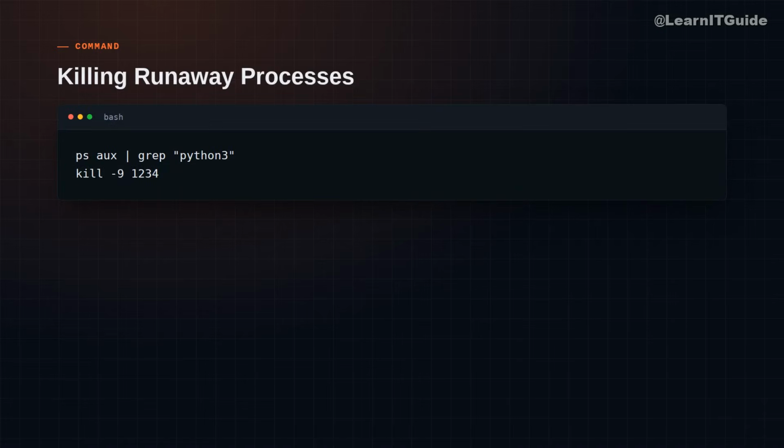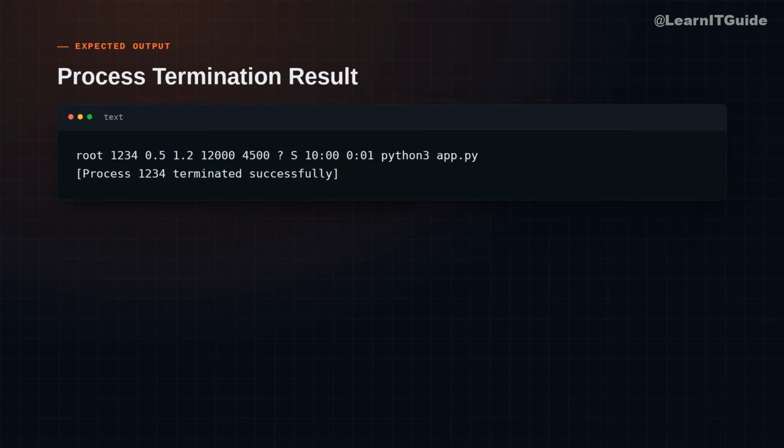Sometimes a process hangs or consumes too much memory. Use ps aux to find the process ID, then use the kill command with signal 9 to force it to stop. Be careful with this, as it does not allow the process to clean up its temporary files. The first line identifies our process ID as 1234. The second command effectively clears that process from the system memory. Always verify the process name before running the kill command to avoid stopping the wrong service.